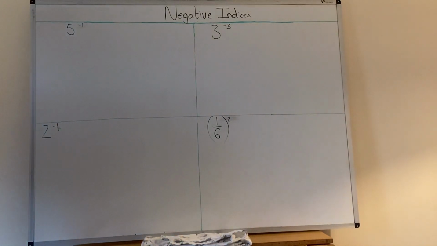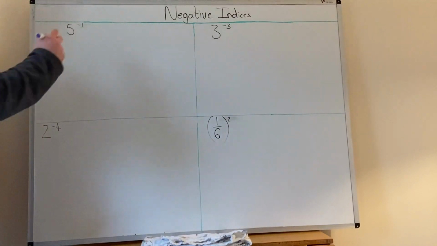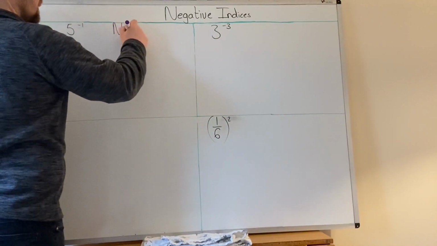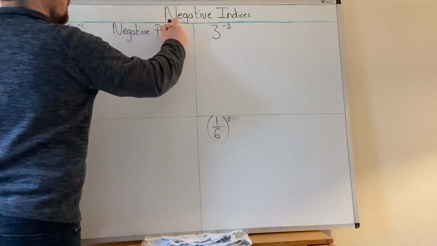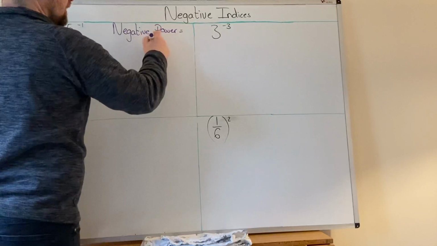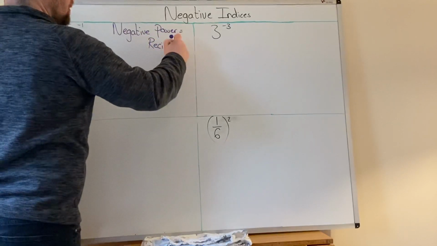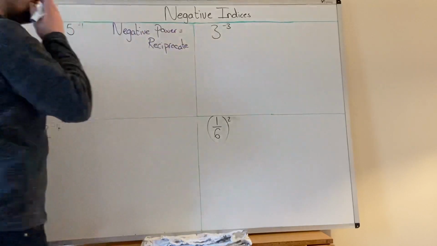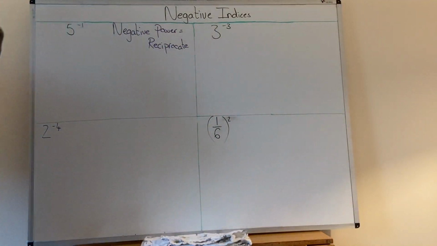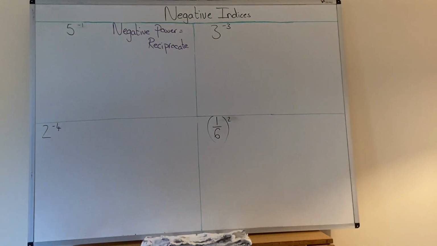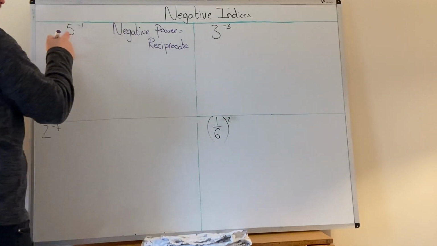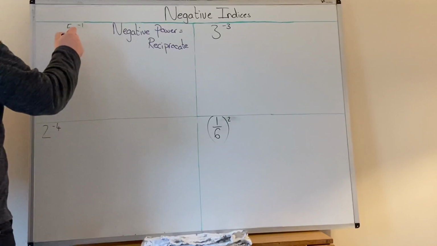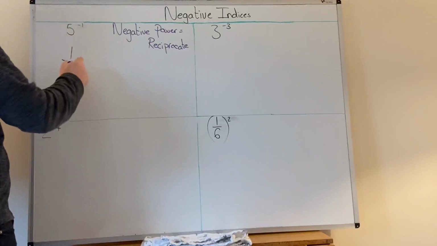Okay, so if we have a negative power, it means we're going to have to reciprocate. So negative power means that at some point you're going to have to reciprocate. When we reciprocate something, we do the inverse of it, so we flip it effectively. The technical term is inverse, but we're going to flip it. So 5 to the power of minus 1 would be 1 over 5.